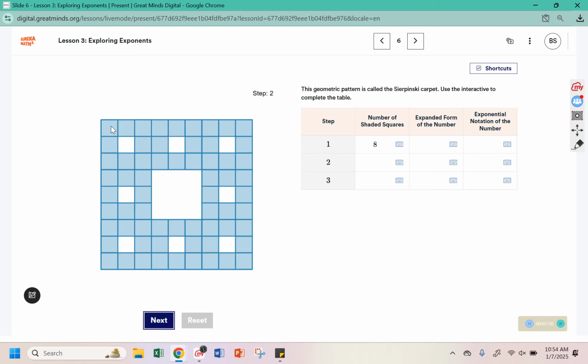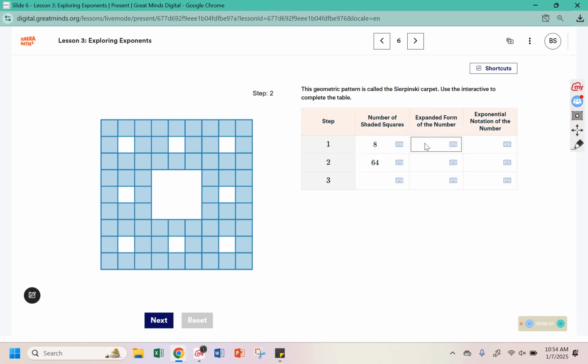In this next one, counting the shaded squares: 1, 2, 3, up to 24. So this section has 24, and this section has 24, for 48, and then counting on, 49, 50, up to 64.